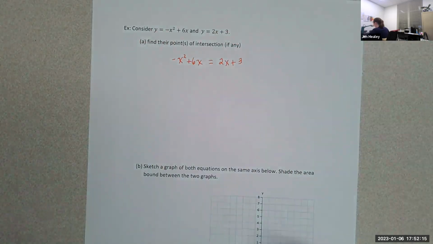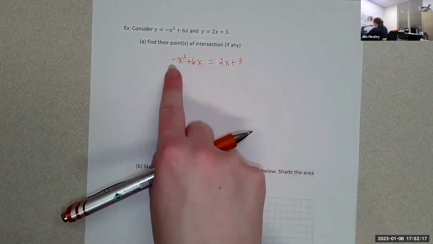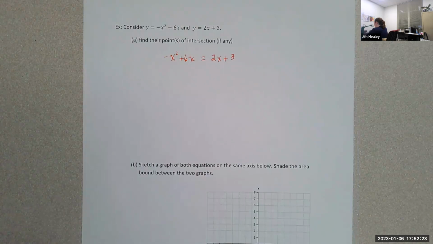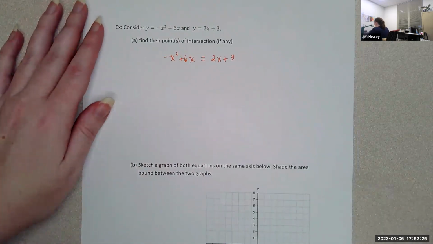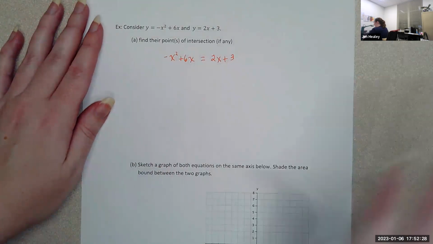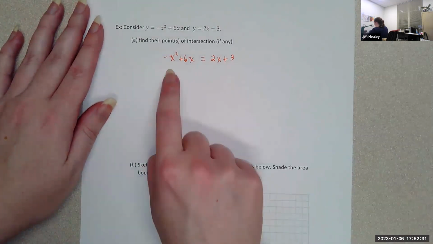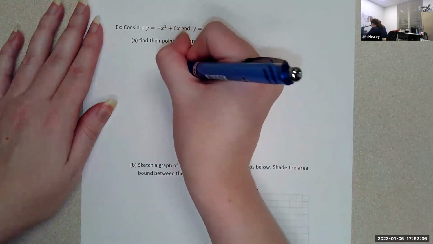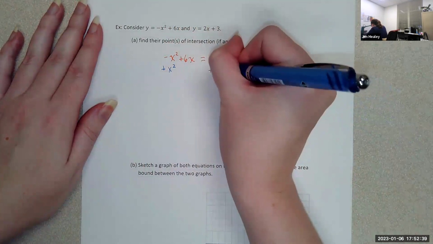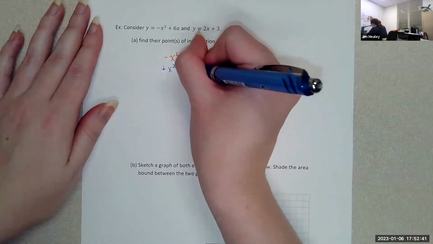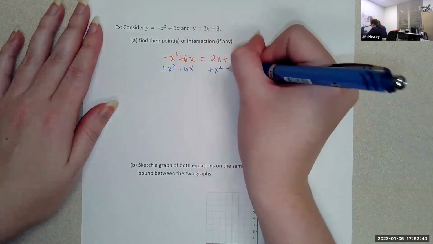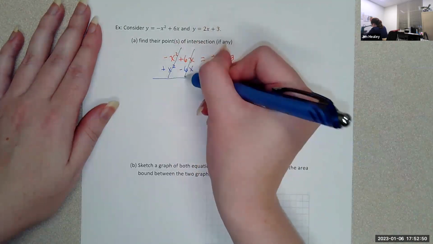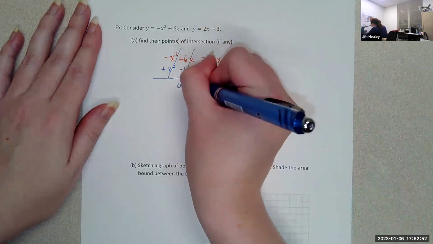So when you set them equal to each other, you can see that the biggest power we have on any of these pieces is something squared. That means we have a quadratic equation. And the way that we solve quadratic equations is to get everything over to one side and set it equal to 0. So I'm going to go ahead and move this piece and this piece over to this side. I need to add x squared to both sides, and I need to subtract 6x from both sides. Okay. So over here, these cancel and these cancel. So I just have 0, which is what I wanted to have happen.